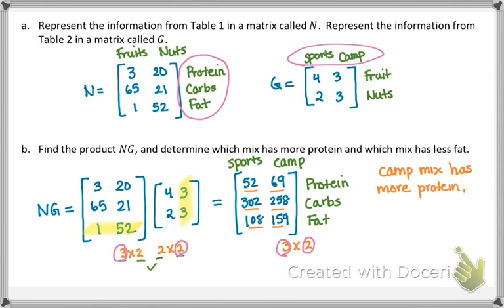And which mix has less fat? More protein, less fat. It looks like sports mix has less fat. All right. So that's using matrices to organize and figure out new information to help us solve these types of problems. Well, let's look at one last example.